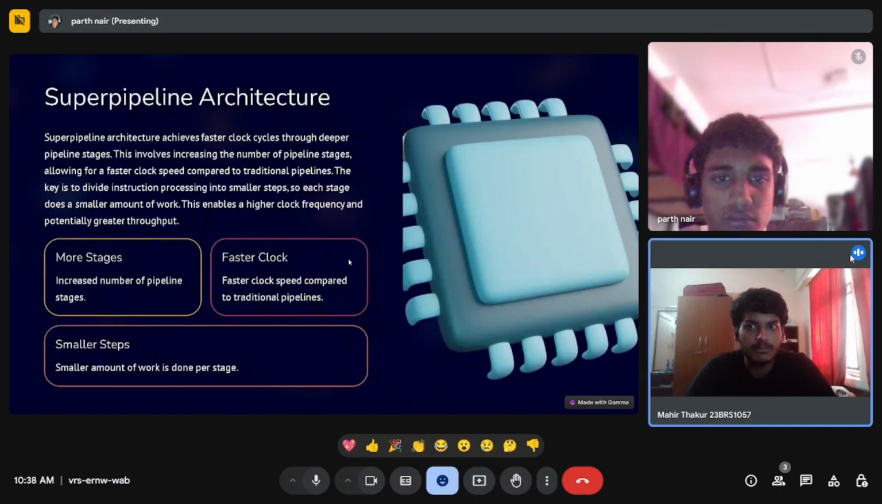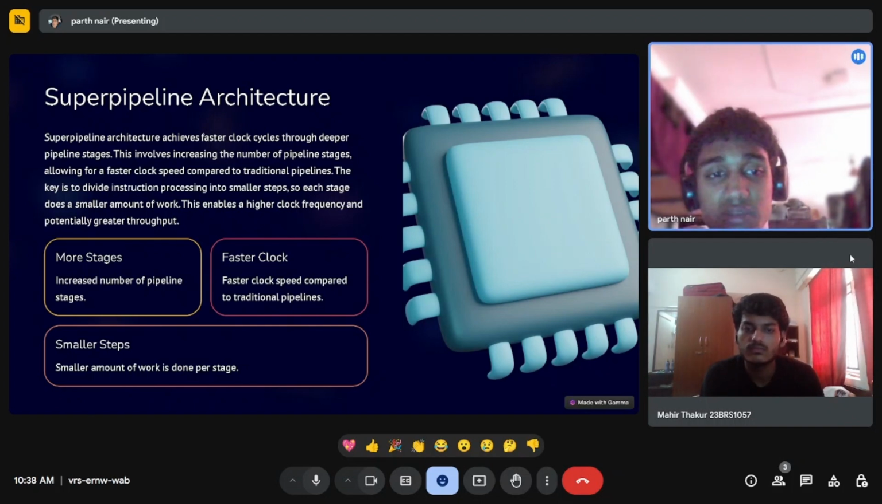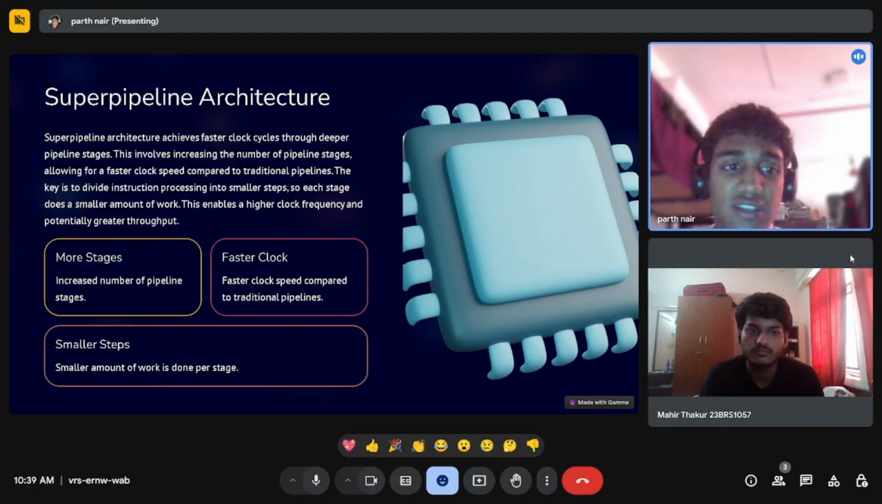Now, my teammate Parth Nair will discuss super pipeline architecture. Super pipeline architecture basically achieves faster clock cycles through deeper pipeline stages. This involves increasing the number of pipeline stages, allowing for a faster clock speed compared to traditional pipelines. The key is to divide instruction processing into smaller steps, so each stage does a smaller amount of work. This enables a higher clock frequency and potentially a greater throughput.